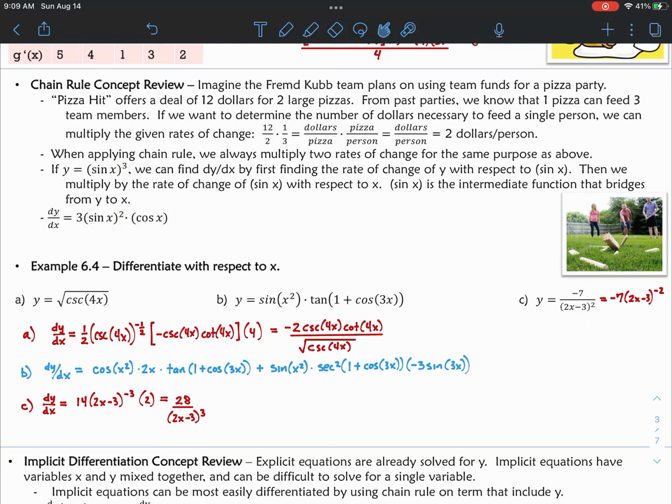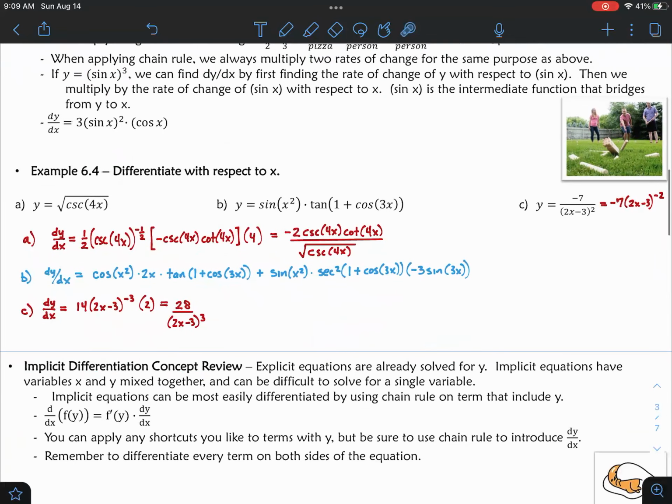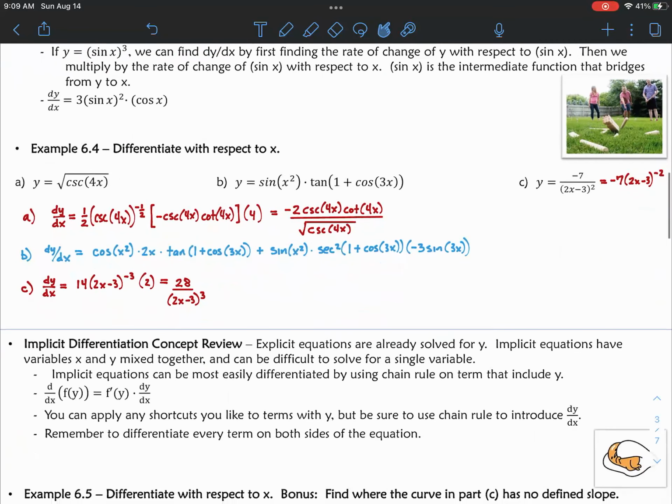The examples just below that are practice with chain rule, unsurprisingly. Part A actually uses chain rule twice because we have a function for x plugged into a cosecant function, which in turn is plugged into a square root function. I'm taking the derivative of the square root function treating cosecant 4x as the variable, multiply it by the derivative of cosecant 4x, treating 4x as a variable, and multiply by the derivative of the 4x.